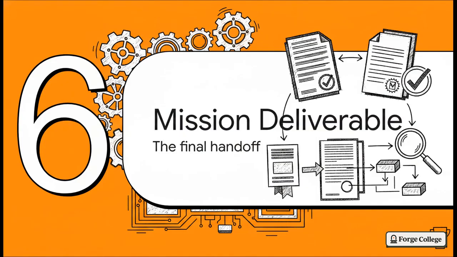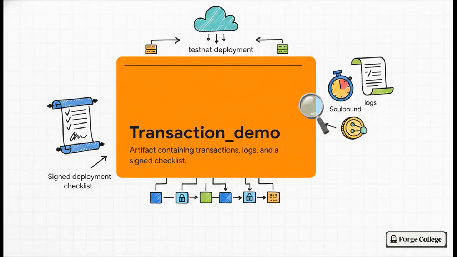Section 6. Your final mission deliverable. This is where we guide all of this meticulous engineering work toward our ultimate goal, assembling the final evidence package for your capstone reviewers. We call this deliverable the transaction demo. This is the required artifact containing your recorded testnet transactions, all those corroborating logs we've been talking about, and a signed deployment checklist. This package is the complete, irrefutable flight record that you'll hand over to the judges to definitively prove that your identity system works seamlessly from end to end.